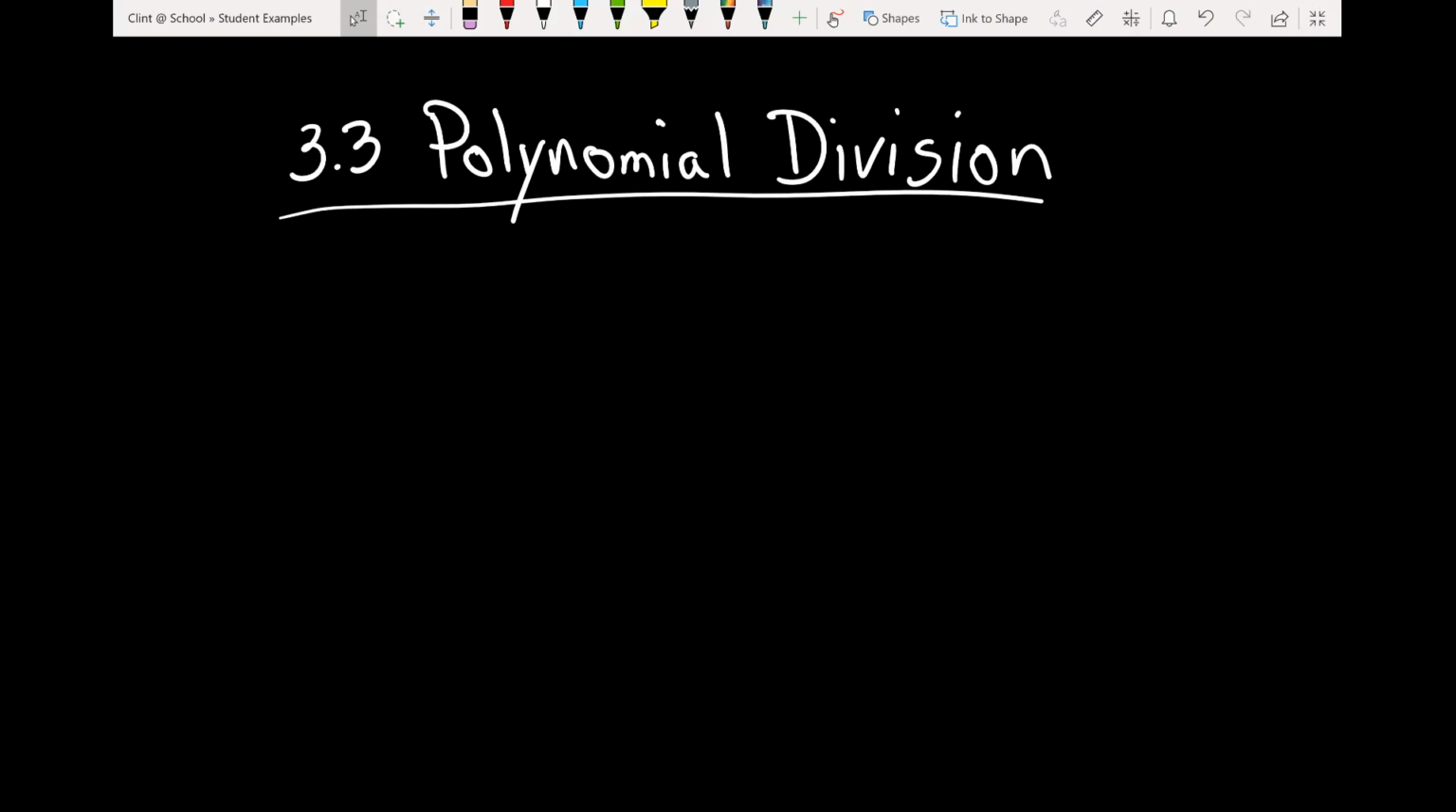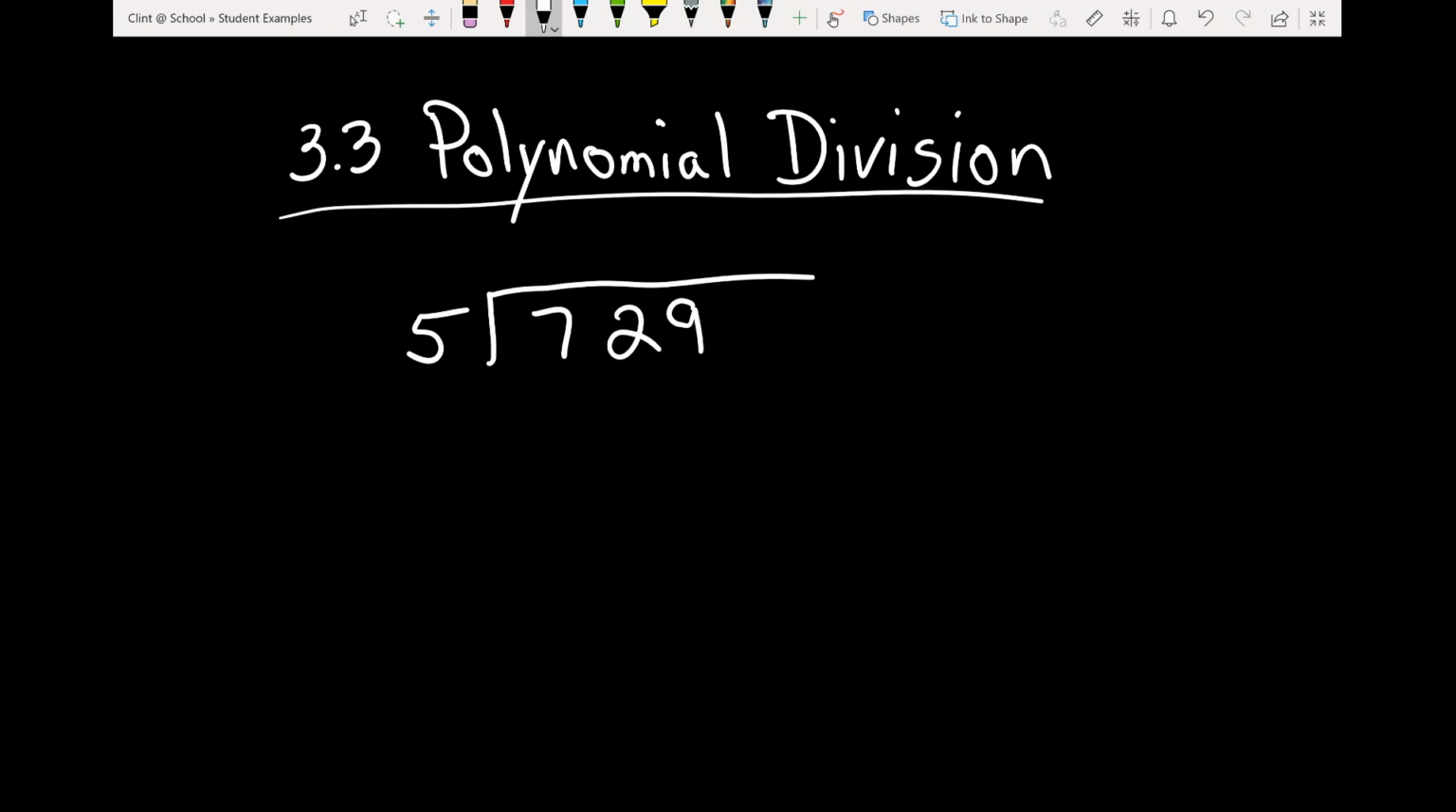All right, let's look at section 3.3. In 3.3, we want to be able to divide polynomials. But before we do that, let's look at just an example of long division with regular numbers. Maybe it might ring a bell for you. It might have been a while since you've done one of these, but let's look at this. Let's do 729 divided by 5.